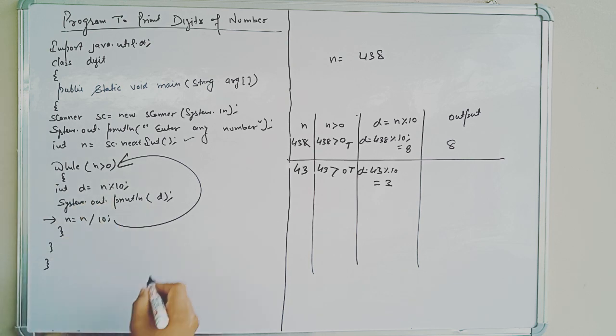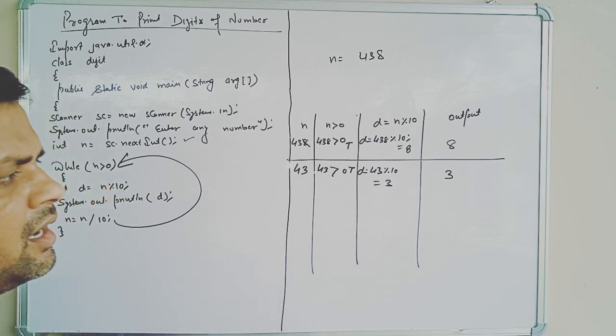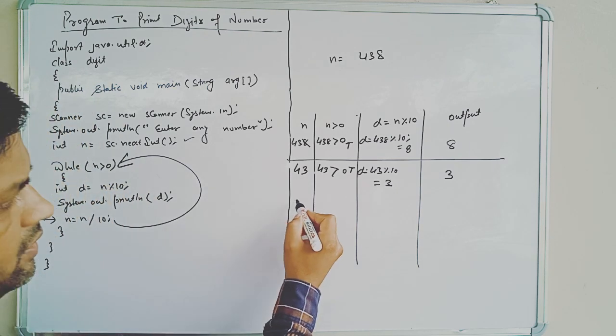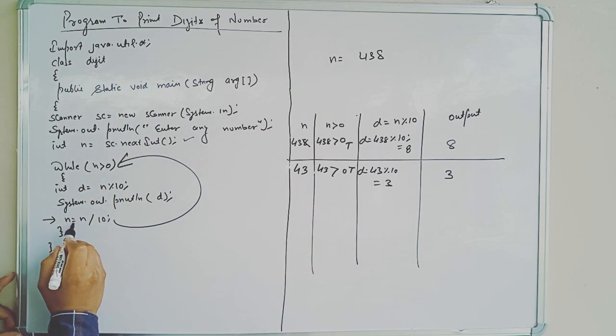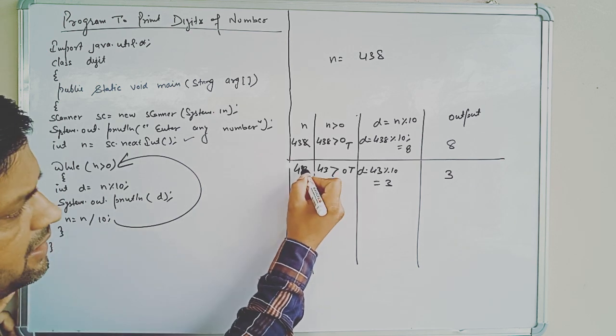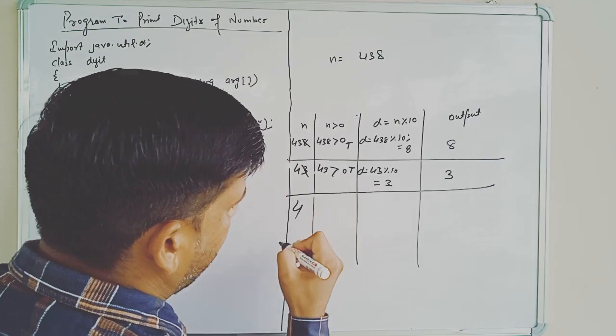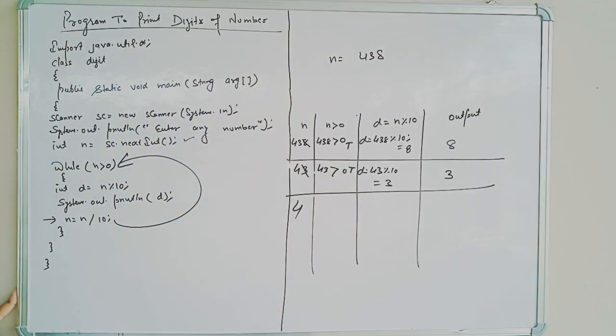So after that, what will be printed as the output? 3 will be the output. Now again next statement, again last digit will be removed. So what will be left? 4. Now next iteration will be performed with n equal to 4.